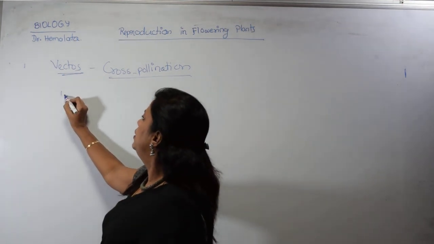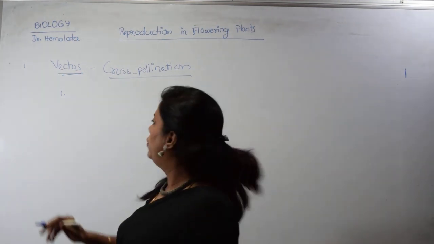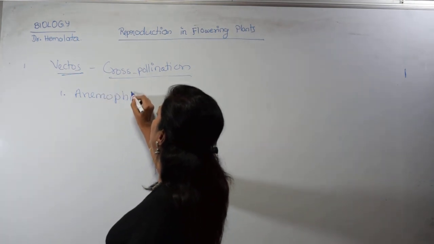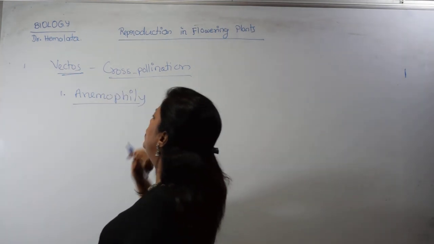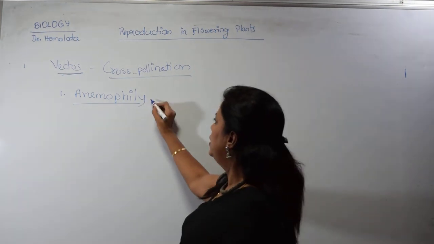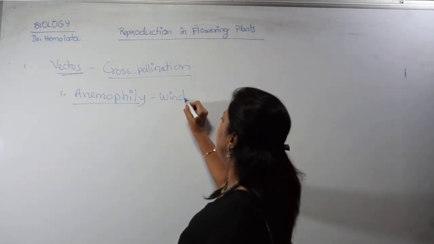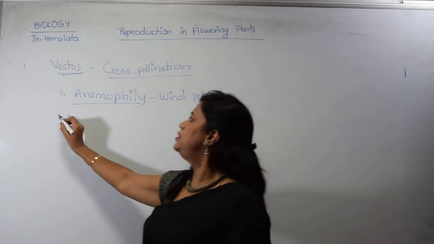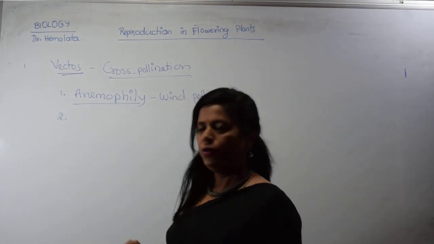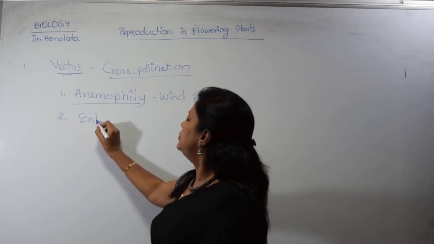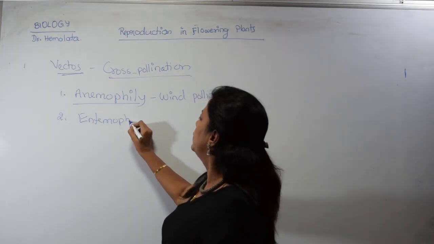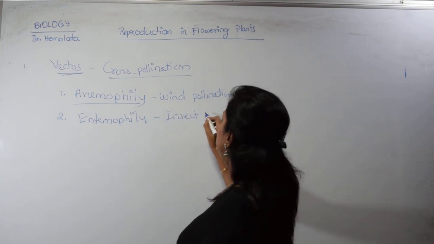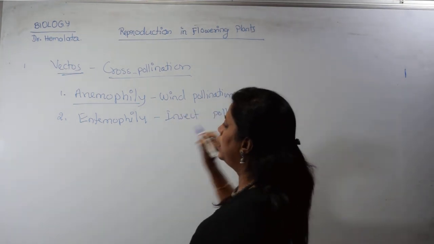Suppose first, if the pollination happens with the wind, we call that anemophily. Very important, you have to note it down: anemophily. What is anemophily? It is wind pollination, means pollination through wind. Second one is through the insects, we call that entomophily. Entomophily is pollination through insects. Insect pollination.